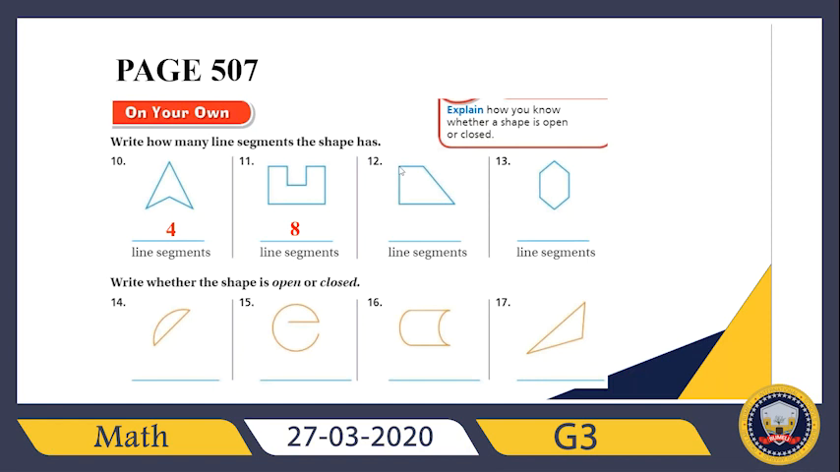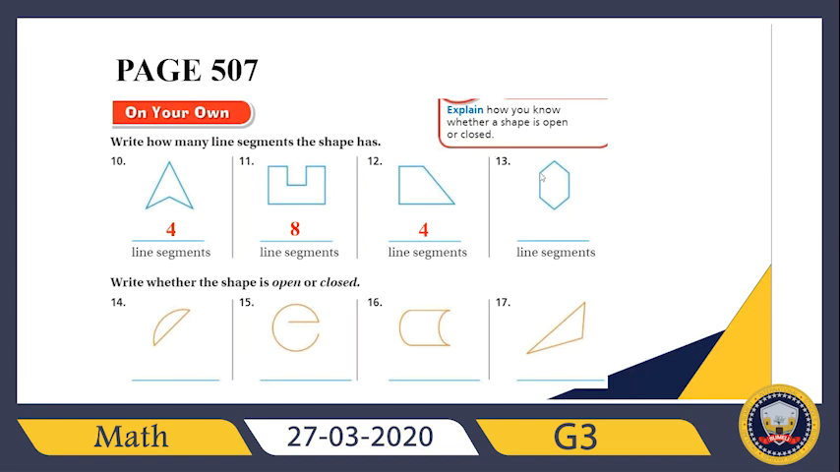Okay, let's start from here. This one is one line segment. So I'll start from here and check. 1, 2, 3, 4. How many line segments did I count? 4. Good job. What about question 13?